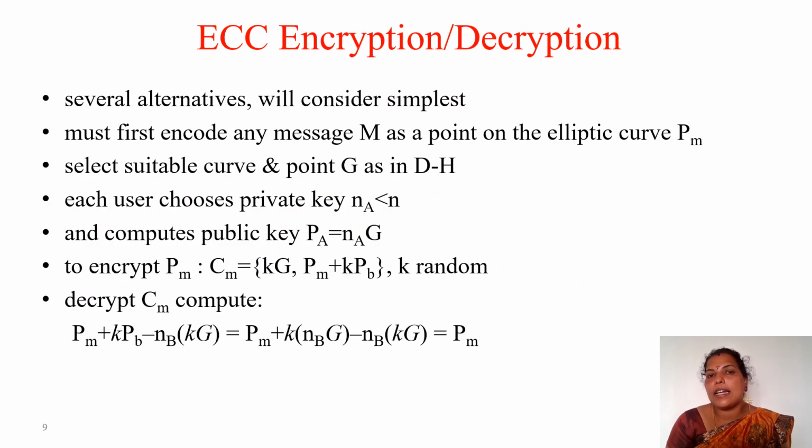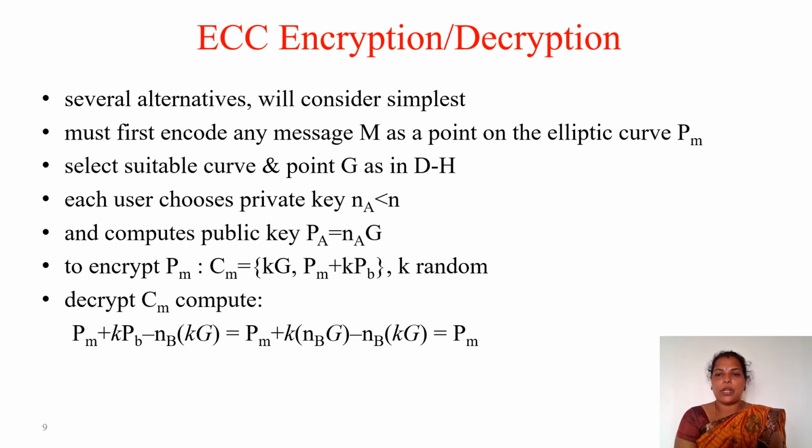So next is the ECC encryption and decryption process. Here we can have several alternatives, but we are considering only the simplest encryption decryption algorithm. Here we are first encoding the message M as a point on the elliptic curve, Pm. Then we are selecting a curve. Here, instead of the q value and alpha, the primitive root of q, we have to select a suitable curve and a point G on it, as in Diffie-Hellman.